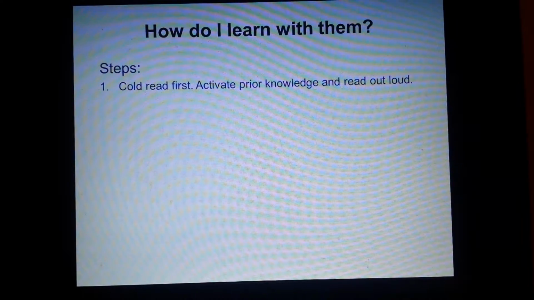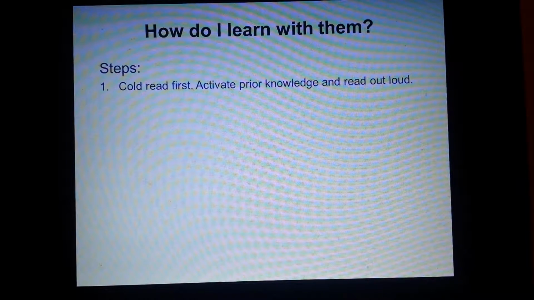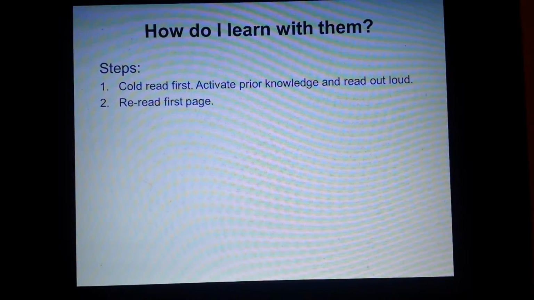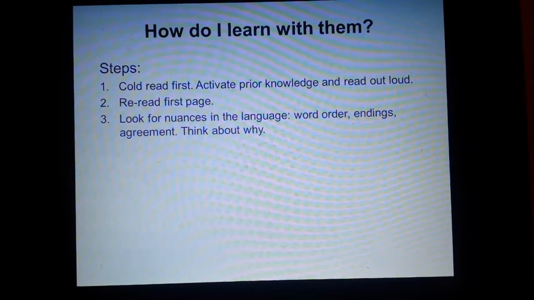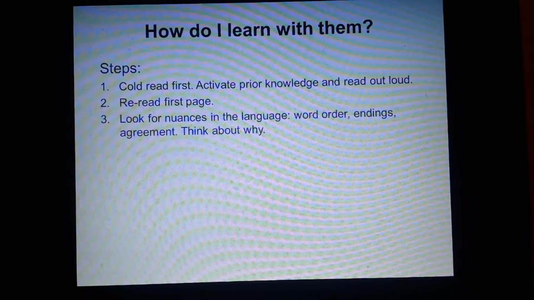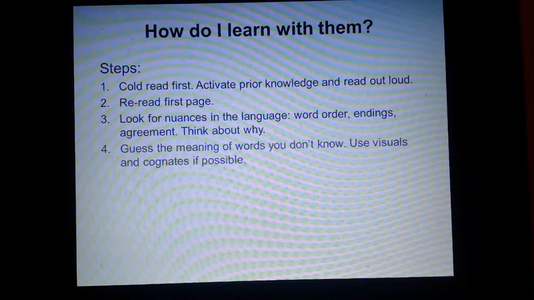Cold read first. Read it out loud to practice your pronunciation. Once you're all done with that, go back to the first page. While you're reading the first page again, look for nuances in the language. So word order: is it changing for questions or statements? Endings: look for conjugation. Agreement: is there anything relating to gender? Is there anything relating to number? Are there declensions? Think about why.